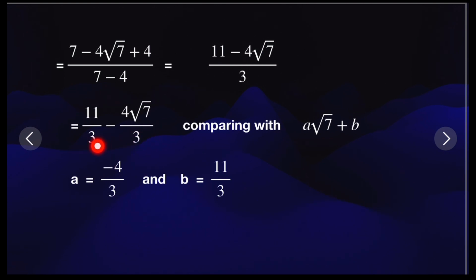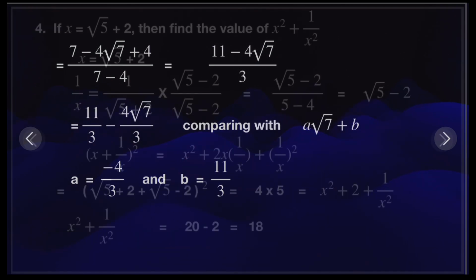We are writing it in this form because we want to compare it with this expression, a√7 plus b. So you can see what is the coefficient of √7. So here it is √7, so minus 4 by 3. So a is equal to minus 4 by 3 and b is the constant 11 by 3. This is the answer. You have to compare it with this expression, the answer that you have got.